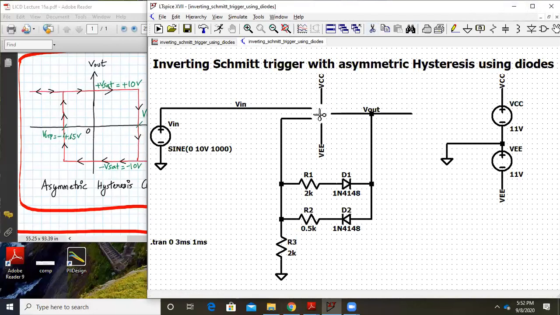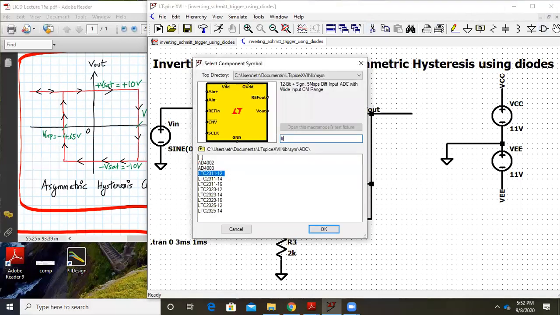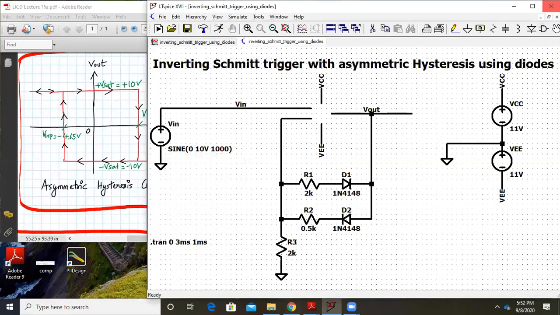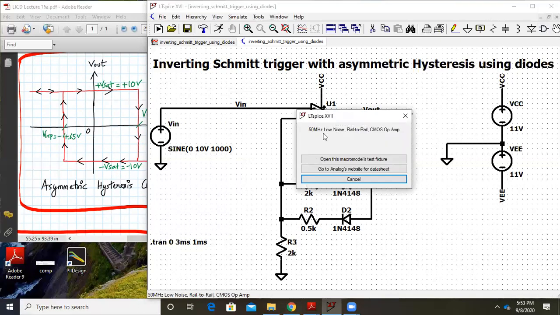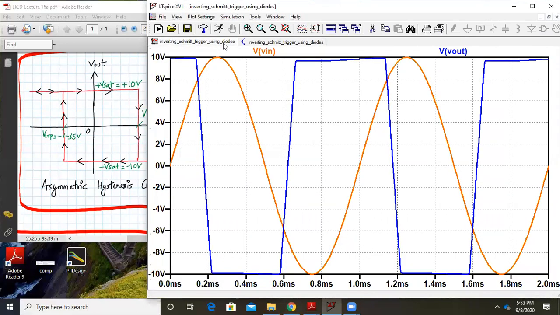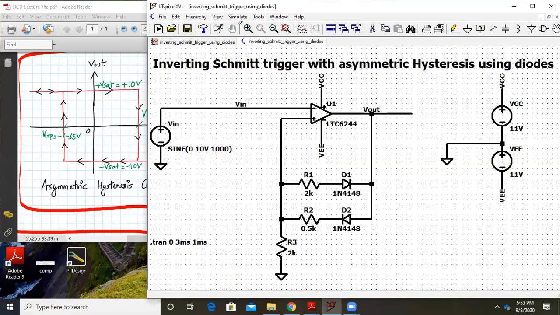We can remove this op-amp and from the component search, look for LTC6244. Now LTC6244 is a high speed op-amp compared to OP07. You can check its description. It's a 50 megahertz low noise rail to rail CMOS op-amp, and CMOS are generally faster. Right now the plot is like this. Now if I simulate this, see how it will change.